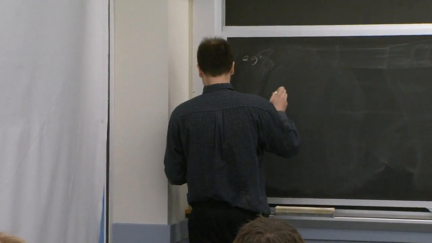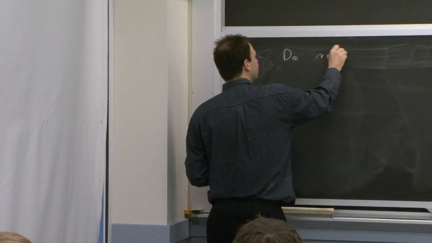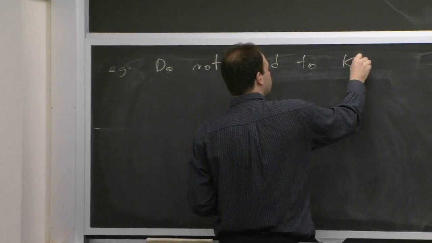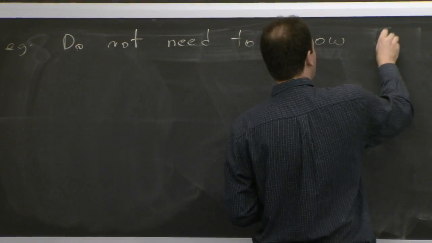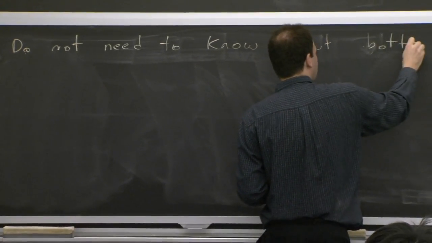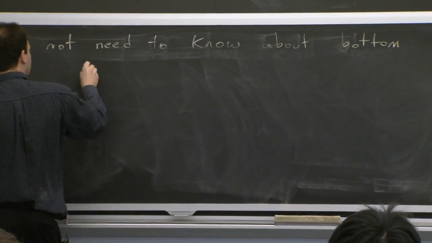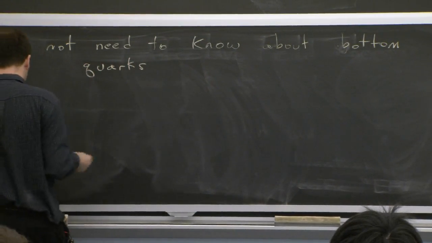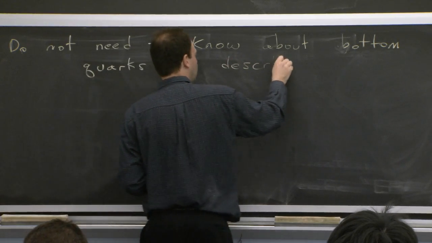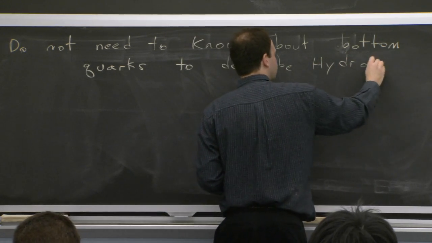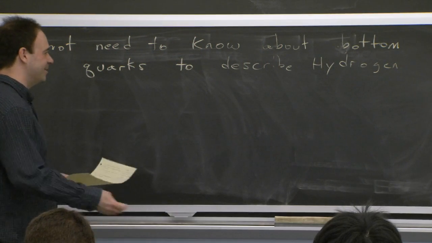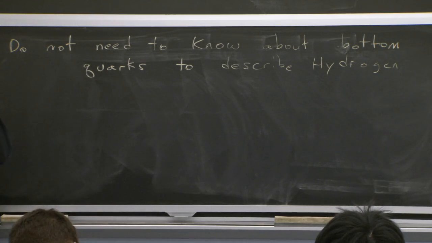Well, since we're on the topic of hydrogen, let me go into a little more detail there. So just to flesh this out a bit and to talk about some of the things you have to be careful about, I'll phrase an example of this statement as the fact that we don't need to know about bottom quarks to describe hydrogen. Well, that's good. When you took quantum mechanics as an undergraduate, you didn't have bottom quarks in your description. So if you did need them, you would have missed something.